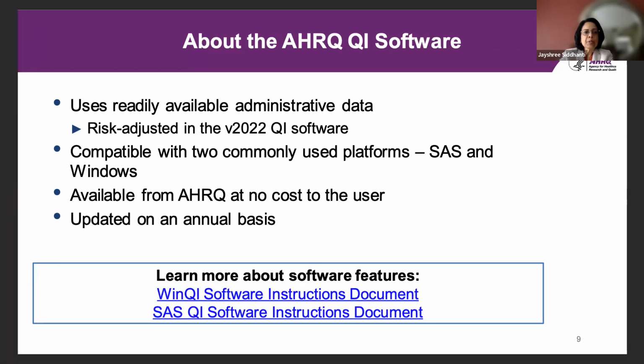Again, hospitals or systems would use readily available administrative data to create the indicators, observed and risk-adjusted rates. AHRQ offers 2 free software platforms to help users create the indicators, SASQI and WinQI. As needs and refinements are identified, the programs and technical specifications will be updated and posted annually. For more information, please refer to the software instructions documents that can be found on the AHRQ QI website.